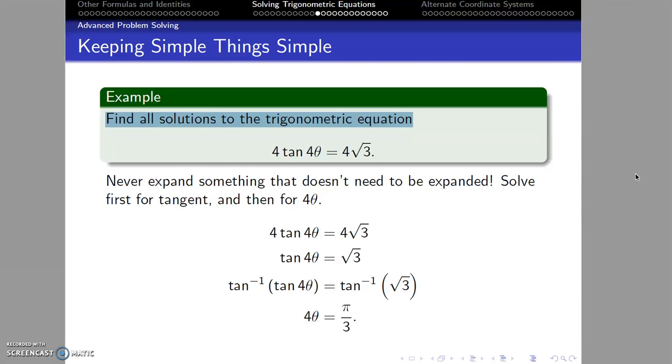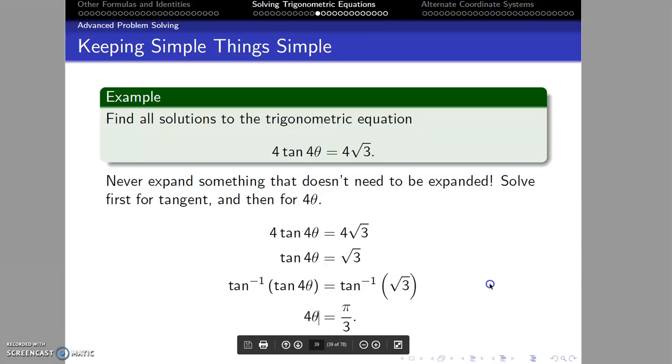Now, you might see the 4 theta and say, oh, I can use the double angle formula to get that into tangent of 2 theta, and do it again to get tangent theta. And that's true, you could do that, but that will get us further away from what we want. What we want is theta. And the best way to get to theta is to get to tangent of 4 theta, and then to get to 4 theta, and then to get to theta.